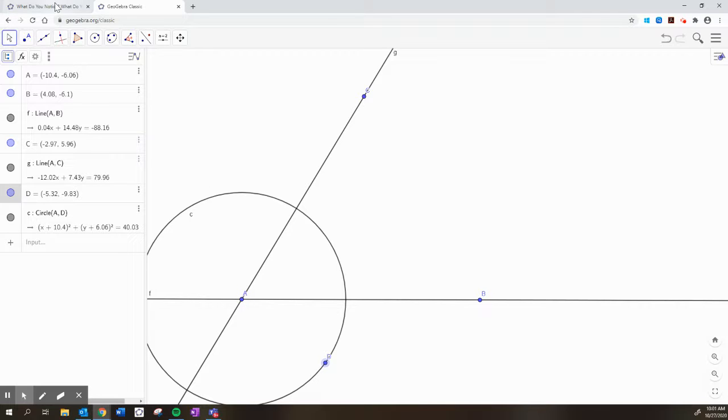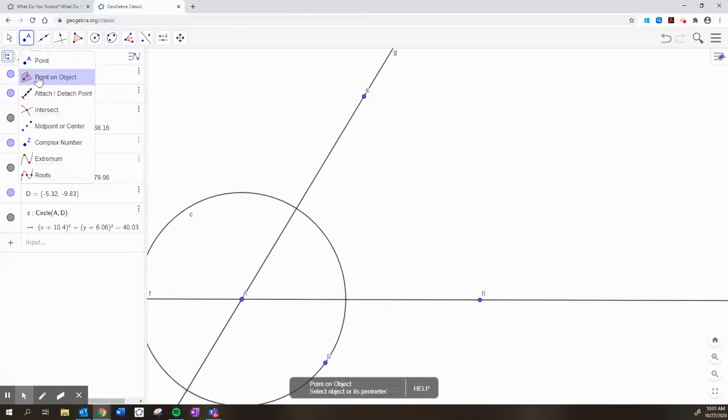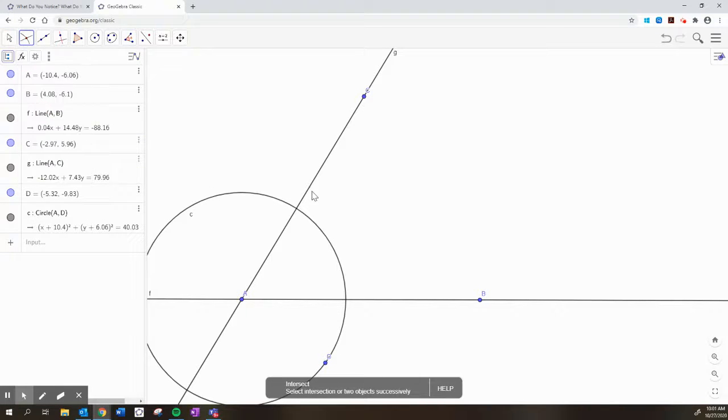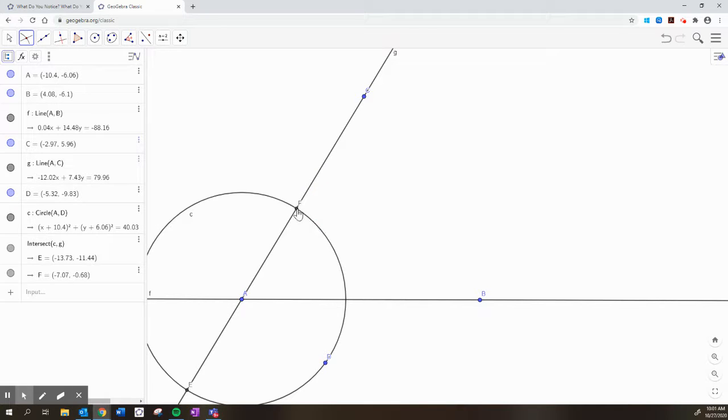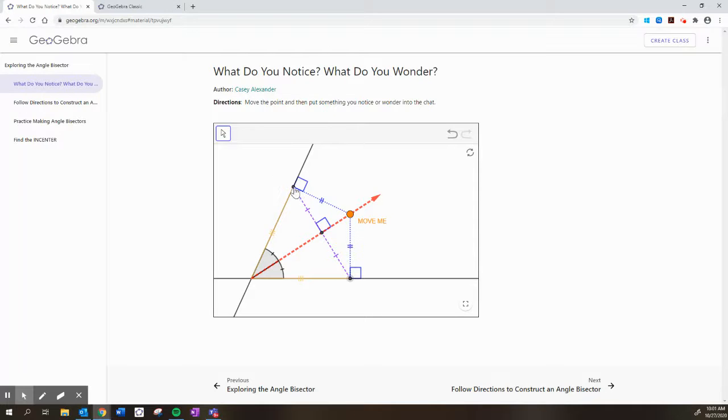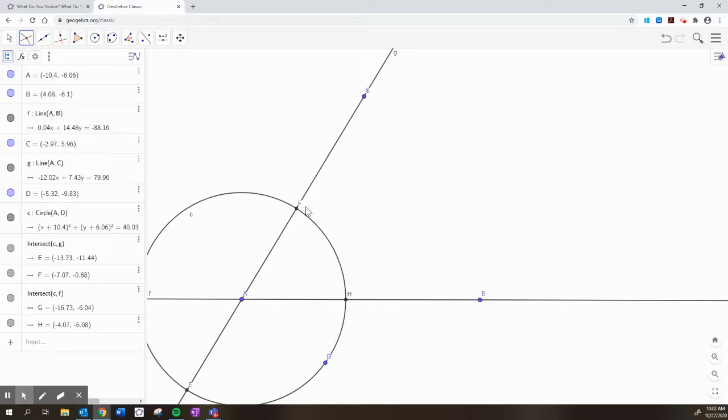So again, those two points, let's mark with the intersect tool. I'm going to click on this line and then click the circle. See how it marked point F? And then I'll click on the circle and then this other line, and then it marked point H. Points F and H are equidistant from the vertex, just like this point was and this point was. So that's what I did. I used the circle to find those two points.